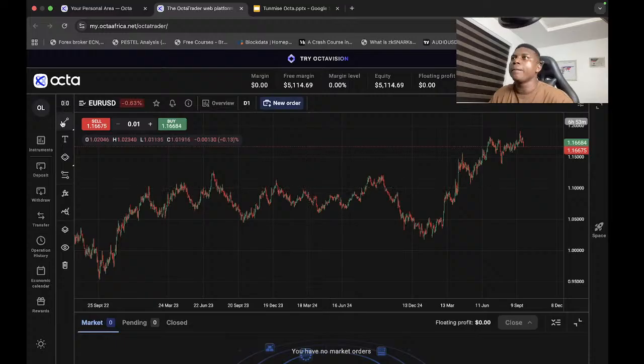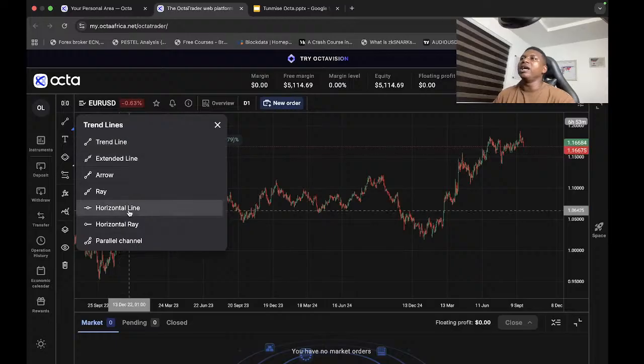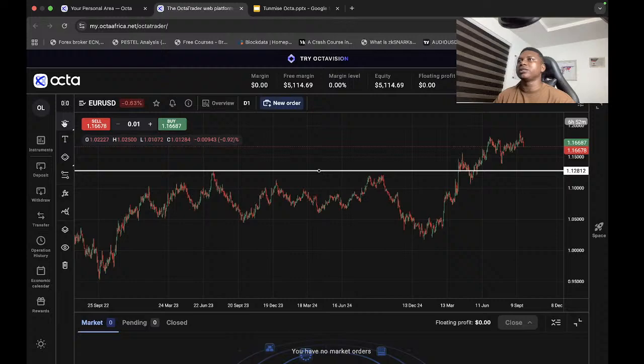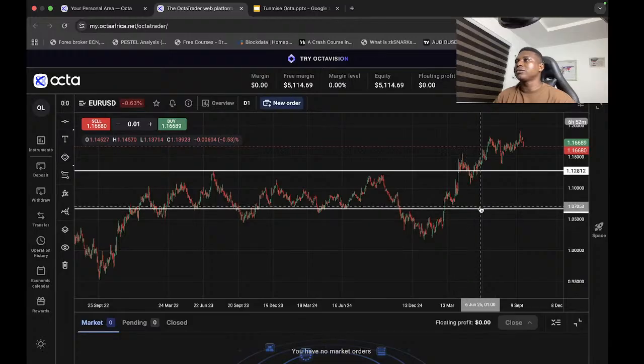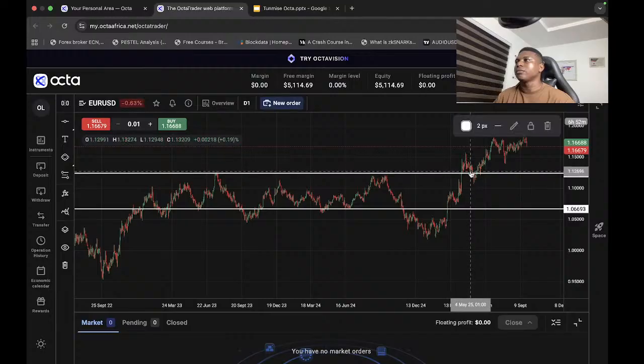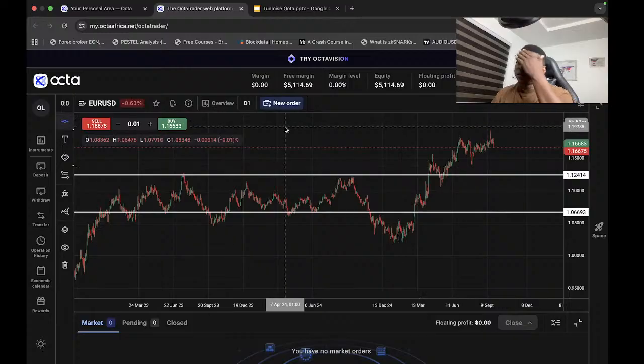Okay? Now, let's map out key levels in this market. That's mapping out key levels of support and resistance.